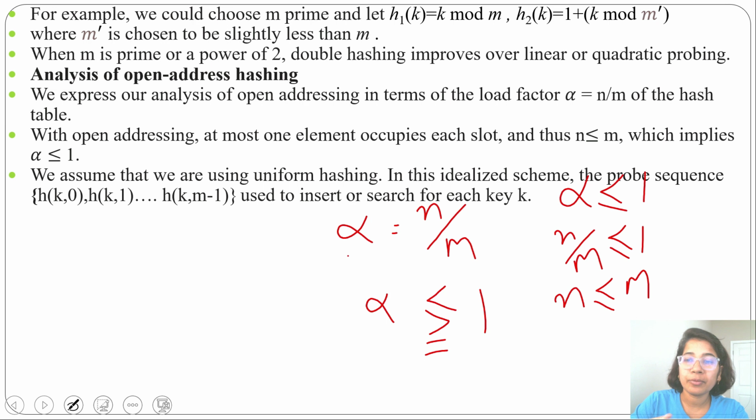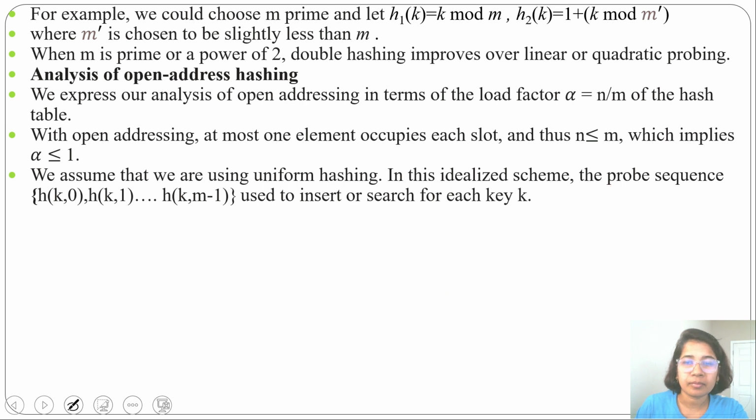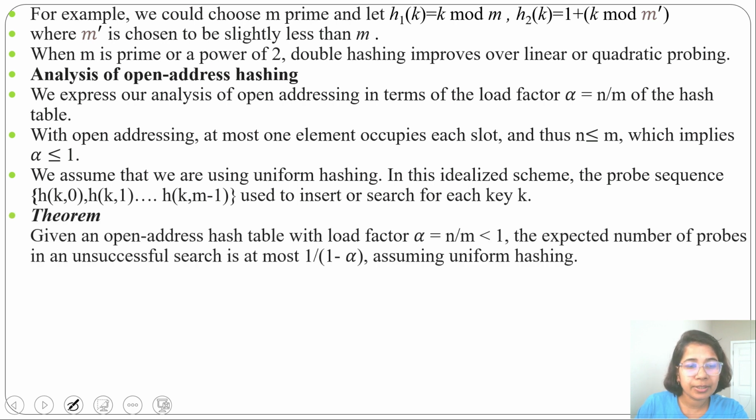Uniform hashing is a hypothetical concept where we uniformly distribute all keys in the hash table. So it assumes that the sequence is h(k, 0), then h(k, 1), up to h(k, m minus 1), for insertion and searching the key k. There are two theorems, for unsuccessful search and successful search. First theorem: given an open address hash table with load factor alpha = n/m less than 1, the expected number of probes in an unsuccessful search is at most 1/(1 minus alpha), assuming uniform hashing.